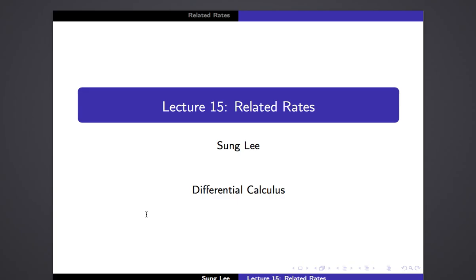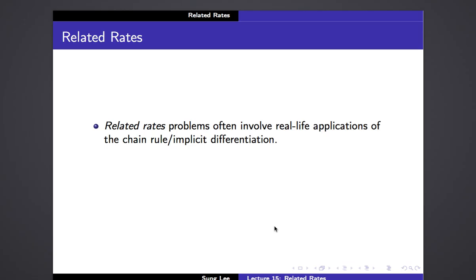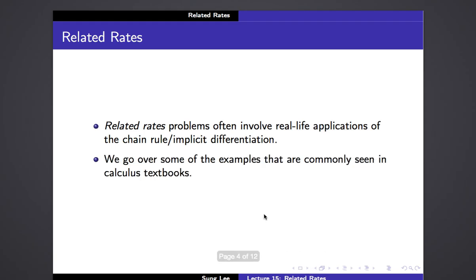In this lecture, we study related rates. Related rates problems often involve real-life applications of the chain rule or implicit differentiation. So why are they called related rates? Because these problems usually involve two quantities that have a functional relationship. We are going to go over some of the examples that are commonly seen in calculus textbooks.